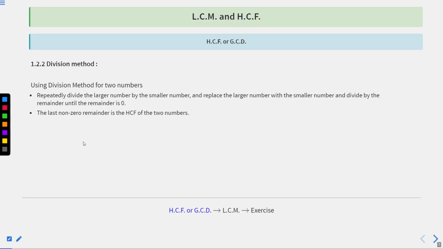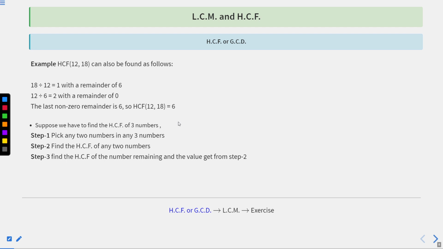The second method is the division method. Using the division method for two numbers, repeatedly divide the larger number by the smaller number, and replace the larger number with the smaller number and divide by the remainder until the remainder is 0. The last non-zero remainder is the HCF of the two numbers. So let us see an example. How do we use this method?